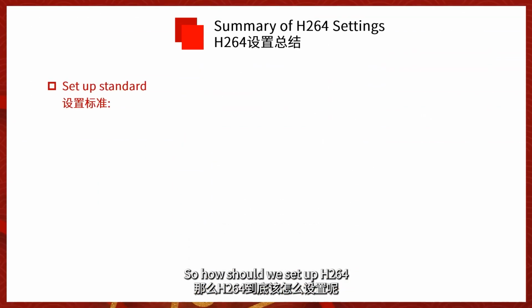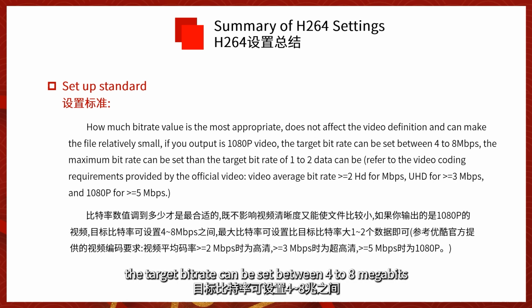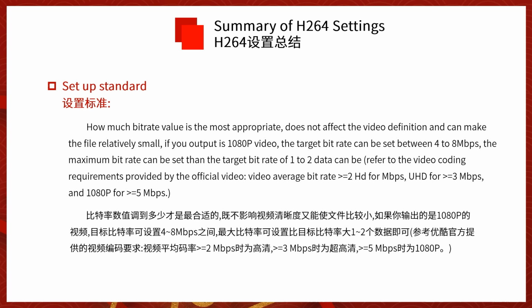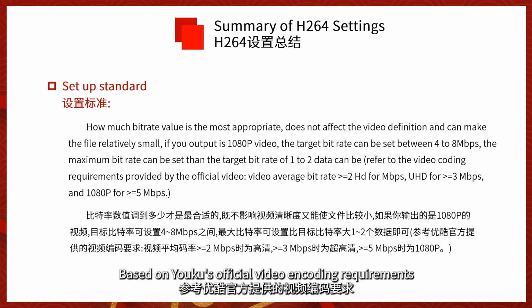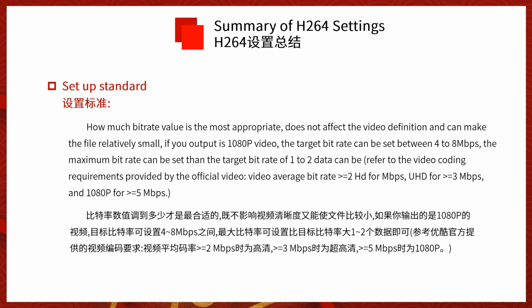So, how should we set up H.264? As for the bitrate value, what's the most appropriate? It should neither affect video clarity nor make the file too large. If you are outputting a 1080p video, the target bitrate can be set between 4 to 8 megabits. The maximum bitrate can be set 1 to 2 units larger than the target bitrate. Based on Youku's official video encoding requirements, an average bitrate greater than or equal to 2 megabits is HD, 3 megabits is Ultra HD, and 5 megabits is 1080p.